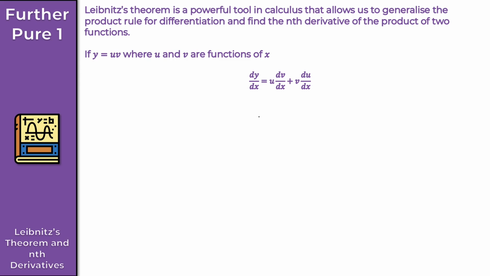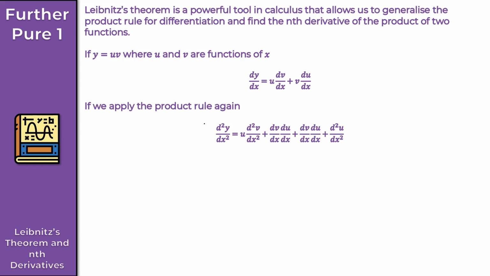And you should hopefully recognize this, right? Or I would certainly hope that you recognize this. This here is the product rule. Now, if we apply the product rule again, what we obtain is the second derivative of y, which is equal to u times the second derivative of v plus dv by dx times du by dx. And again, we get the same here, dv by dx times du by dx, and then finally the second derivative of u.